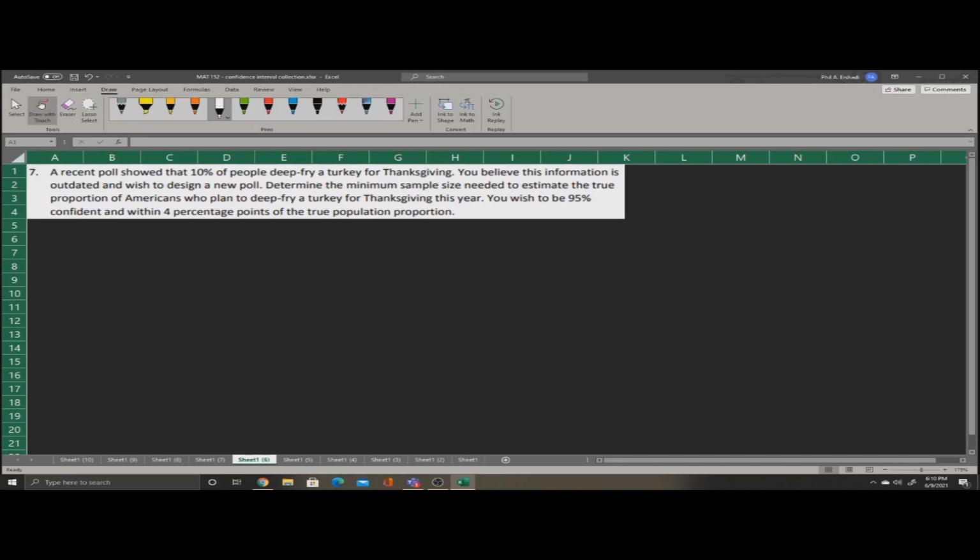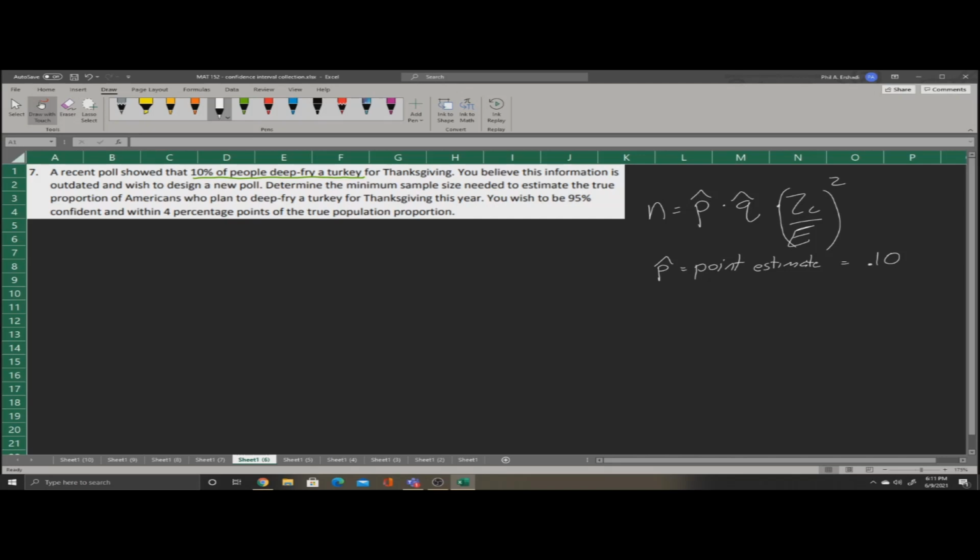To calculate minimum sample size for a poll, we'll need 4 things: p hat, q hat, a z-critical, and an error. The z-critical and the error will need to be raised to the second power. Now, of course, p hat is our point estimate. And the recent poll that we took last time says that 10% of people deep fry a turkey. So our point estimate would be 0.10.